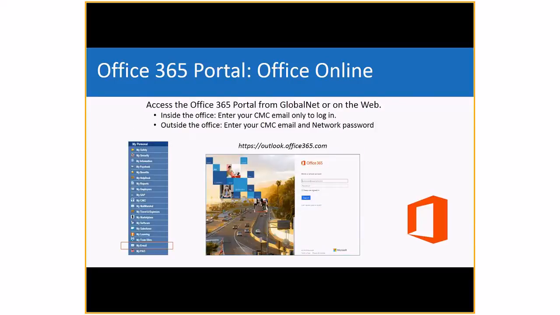So you access the Office 365 portal. You can go from GlobalNet by clicking on My Email, or you can go directly from the web at this web address, outlook.office365.com. If you're inside the CMC office, you will only need to log in with your CMC email address. If you're outside the office, you will need to authenticate or prove it's you by entering your CMC email address and your network password. Microsoft will identify you as a CMC employee and get you to your correct portal.